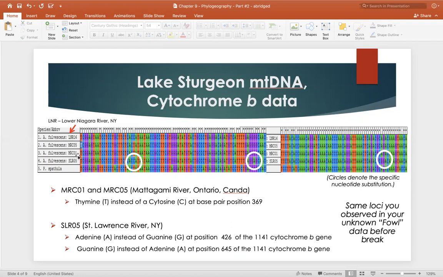Haplotype number 2, represented by our MRC 05 and 01, is comprised of those organisms found in the Matagami River in Ontario, Canada, one of the tributaries of the Great Lakes. Our third haplotype of interest, represented by SLR05, corresponds with those specimens found within the St. Lawrence River.